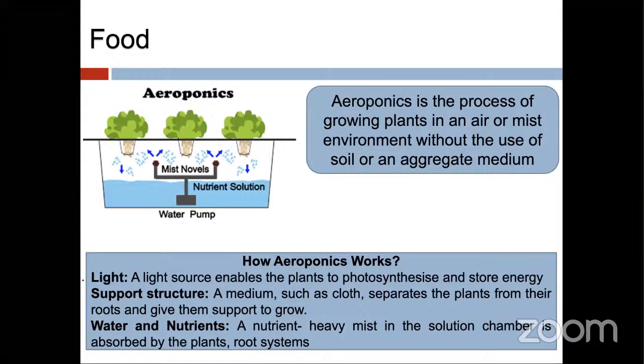Now a concept is coming, aeroponics. Those who have space crunches, it is good for aeroponics. In this case, light acts as a source for plants to have photosynthesis. Then a medium is there to support the growth, and water and nutrients are mixed. So in the water only you can grow your vegetables.